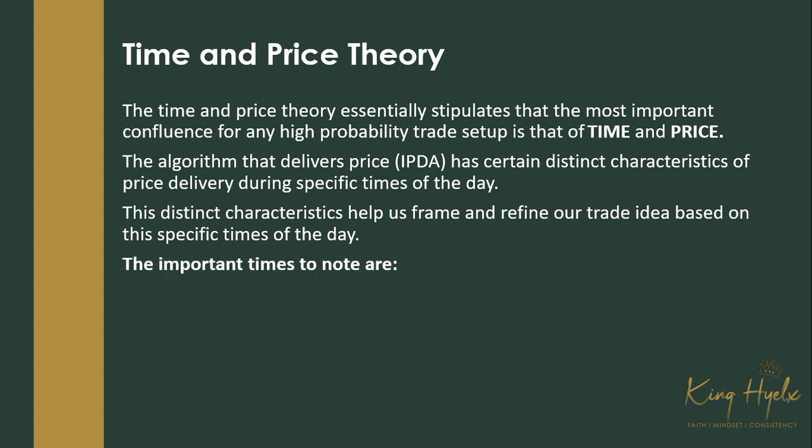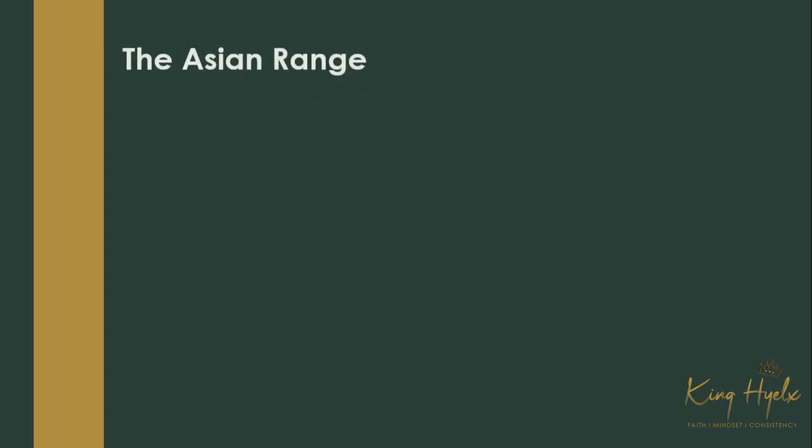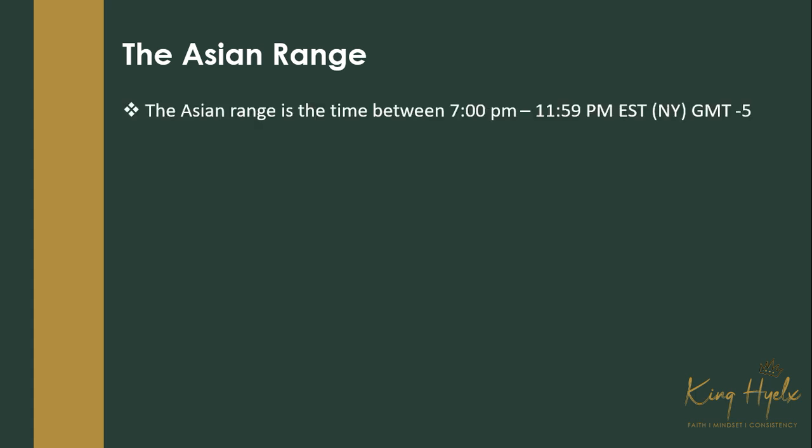The important times to note are the Asian range, the ICT London kill zone or LOKZ, the ICT New York kill zone or NYKZ. These are the 3 important times to note for time and price theory. So let's go further. Now, talking about the Asian range. The Asian range is the time between 7 p.m. to 11:59 p.m. Eastern Standard Time, right?